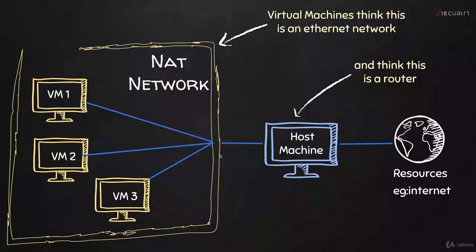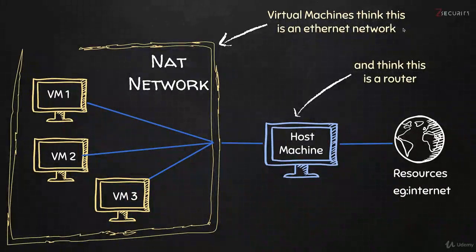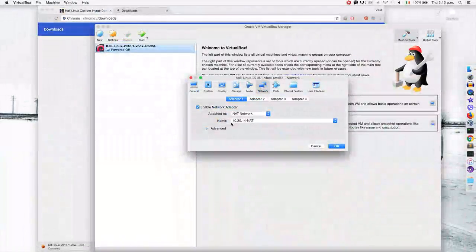It will not use any of your wireless adapters or any of your wireless cards. It'll create a virtual Ethernet network. So as far as the virtual machine is concerned, they're going to think that they're connected to a network through a wire. So that's it. I'm done with my settings right now, and I'm going to click on OK.